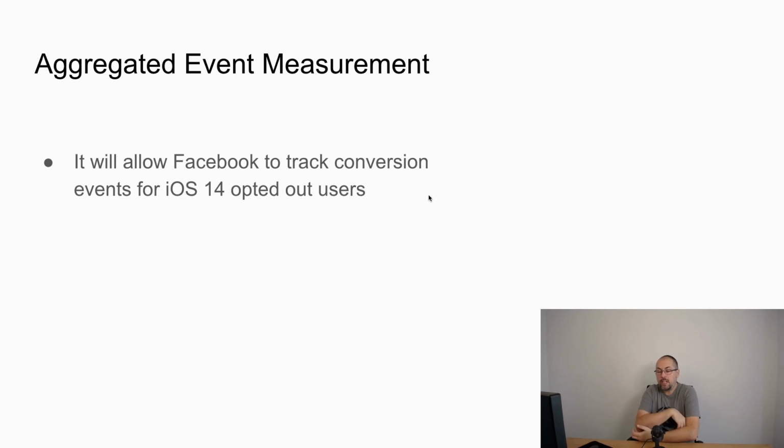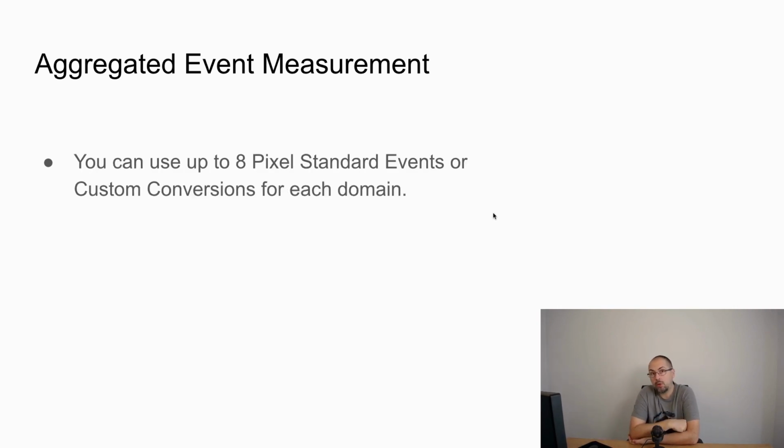However, Facebook is still able to track conversions for opted out users by using something called aggregated event measurement. It's a new protocol that involves you doing some stuff. You have to configure up to 8 conversion events, pixel events, or custom conversions for each domain that you own. Only those events configured there can be tracked by Facebook and can be used as Facebook ads objective.